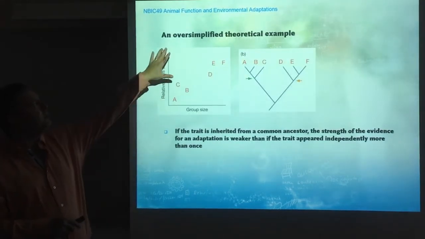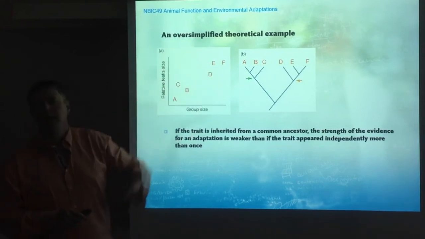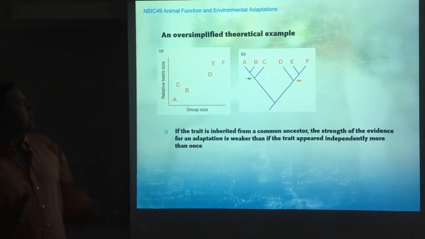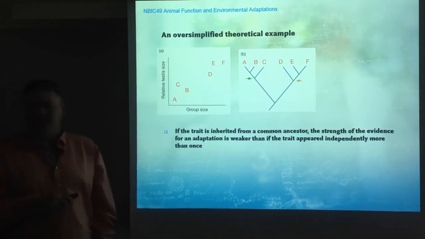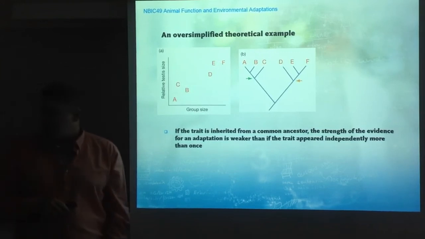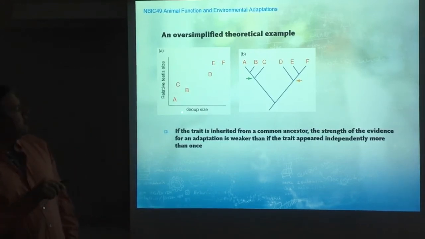This is an oversimplified theoretical example. Let me start here to explain the basis for it. Now, imagine that you have 6 species that could be 6 species of bats that distribute here. They provide you a very good correlation, right? Group size correlates very well with testicular size. The larger the group size, the larger the testes.